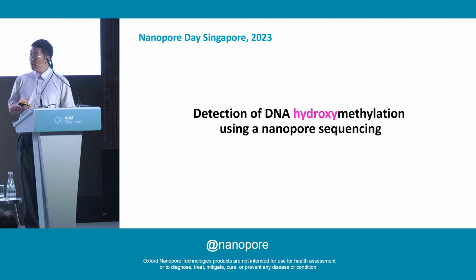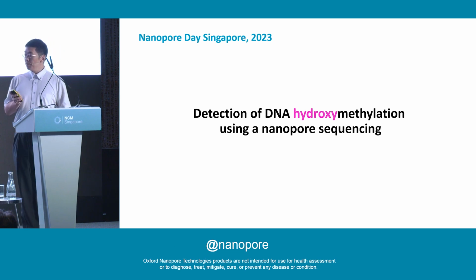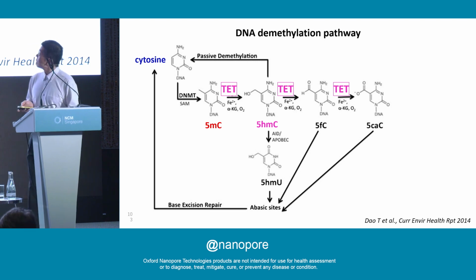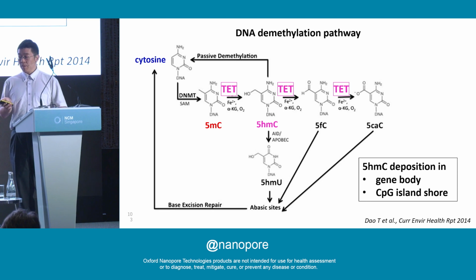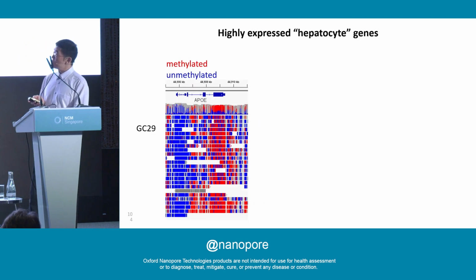Another topic is hydroxymethylation. This is a very important modification to consider for methylation dynamics in the human genome. In the DNA demethylation pathway, TET family genes convert 5-mC to 5-hmC. This intermediate is deposited in the gene body region of expressed genes or CpG island shores, according to previous reports. So we checked that modification in the cancer genome.